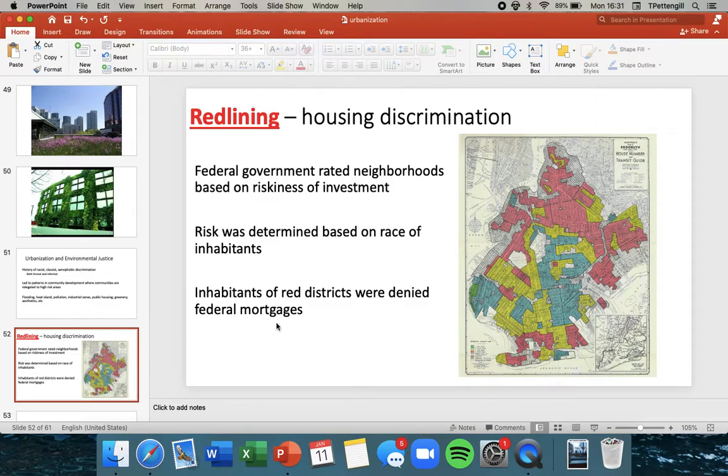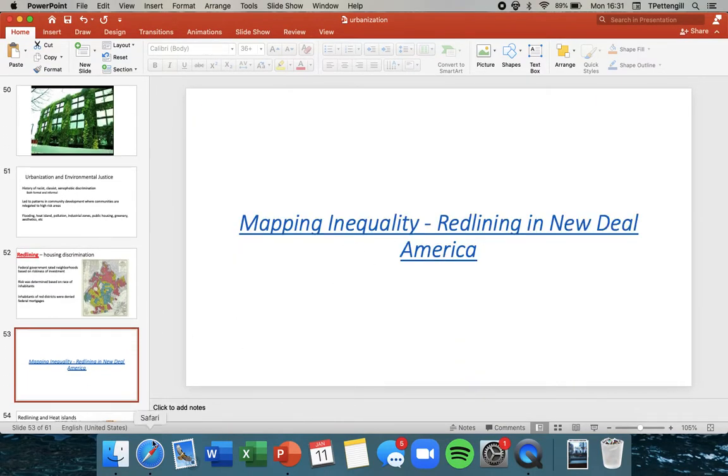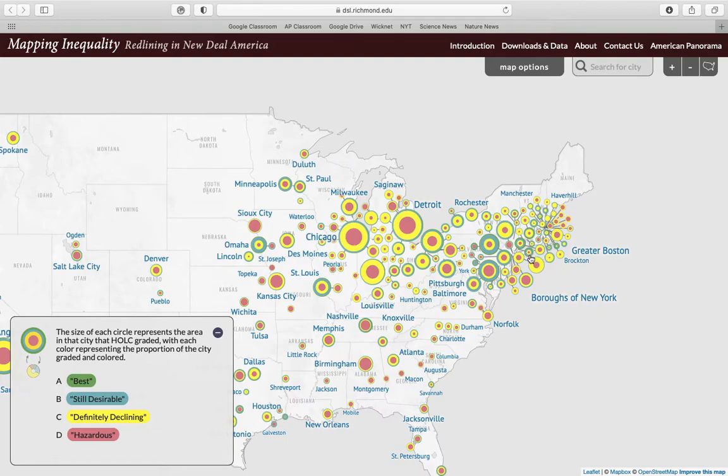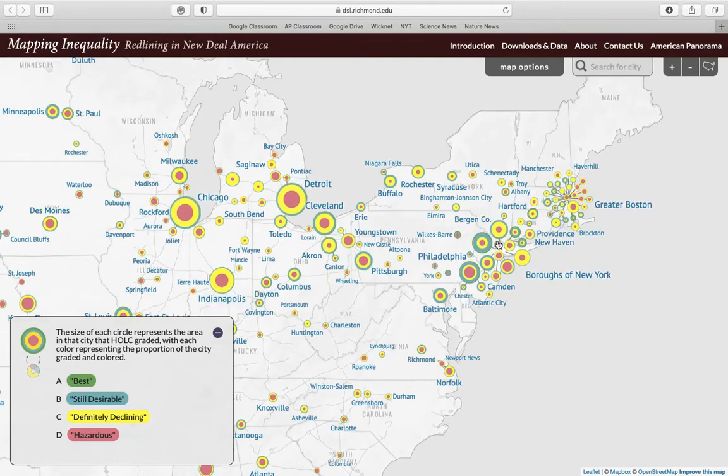There's this website here that will actually allow us to take a look at some of these maps around the country. So green is the best, lowest risk, whereas red is the highest risk based on their criteria. And if we zoom in, let's zoom in on New York here.